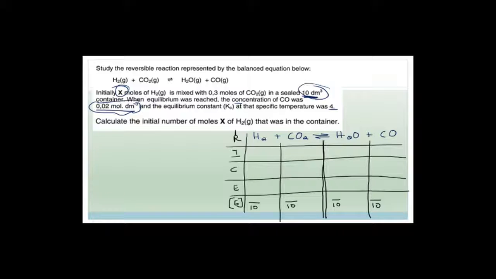Okay, what else have they told us? They've told us the concentration of CO was 0.02, so that equals 0.02. They said initially X moles of hydrogen were placed in here, mixed with 0.3 moles of carbon dioxide. Excellent. Now, I didn't mean to make a pun, but it worked.